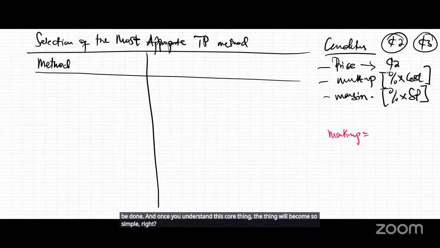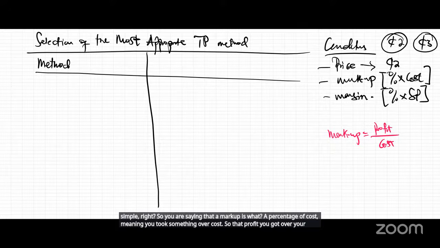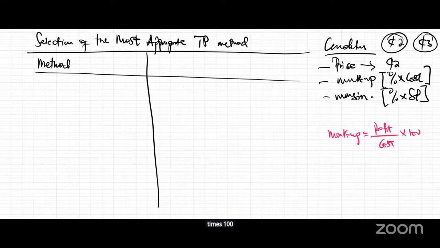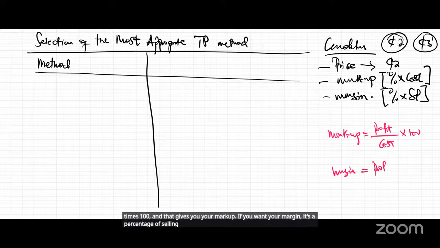So you are saying that a markup is what? A percentage of cost, meaning you took something over cost. So that profit you got over your cost, times 100, and that gives you your markup. If you want your margin, it's a percentage of selling price, right? That means you are taking some profit over selling price or sales times 100. So markup and margin is what you really need.